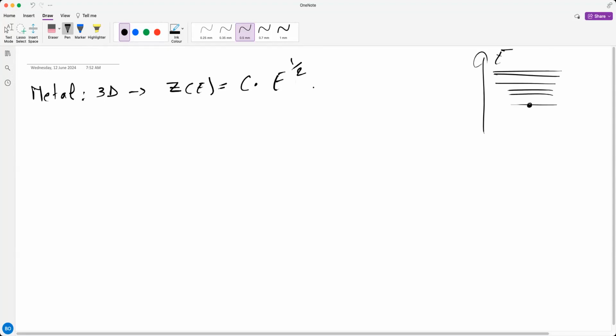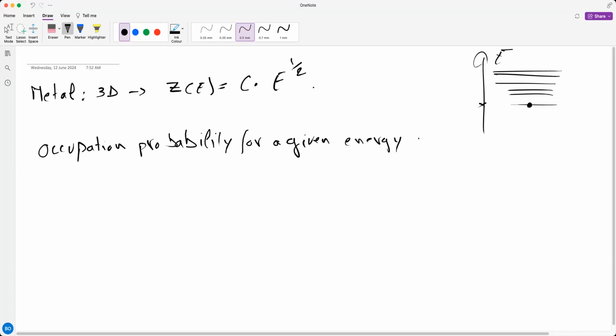If I take any one of them, depending on the energy value, what is the occupation probability? The occupation probability for a given energy level, an energy level that has an energy E. And we say that there are two distributions.